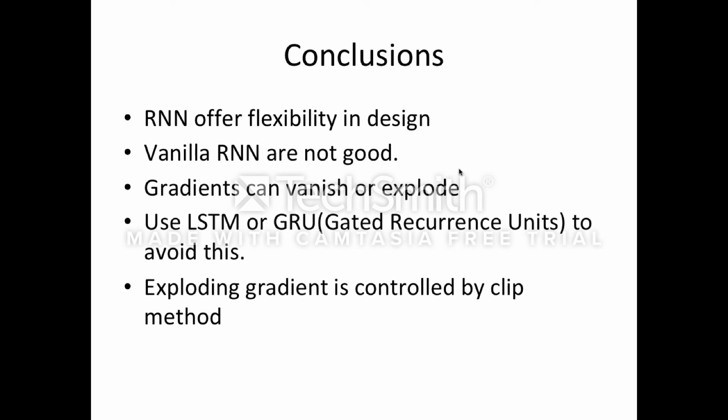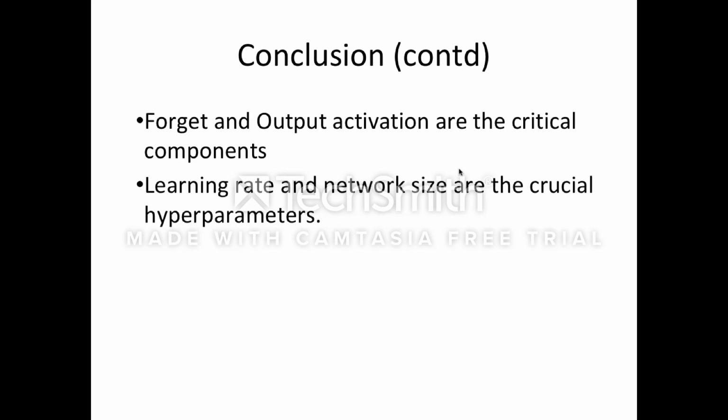So the conclusions from this presentation are that RNNs offer flexibility in design. Using a simple RNN or vanilla RNN is not good. We need to be aware of exploding and vanishing gradients. We can use LSTMs and GRUs to avoid the issue of long-term dependency. We can use clipping for the exploding gradient, and for the vanishing gradient we can use ReLUs or random initialization. We also need to tune the hyperparameters properly, and the forget and the output activation are critical components.